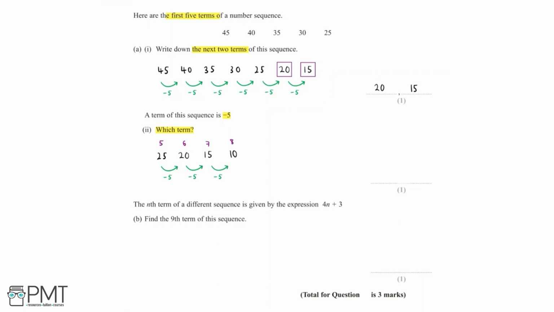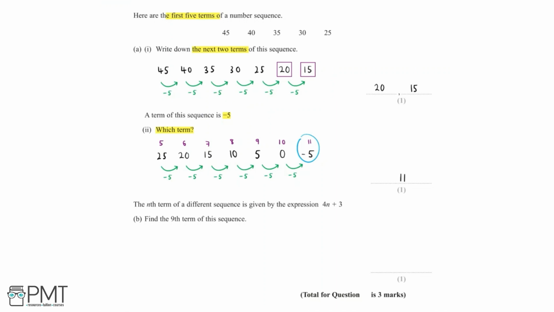We can take away 5 again to find the 9th term, which is equal to 5. And we can keep going until we find the term of the sequence which is equal to minus 5. So now let's take away 5 again, and we can see that the 10th term in the sequence is equal to 0. Now let's take away 5 again, and we can see that the 11th term of the sequence is equal to 0 take away 5, which is equal to minus 5. And so we can therefore see that the 11th term of the sequence is equal to minus 5.